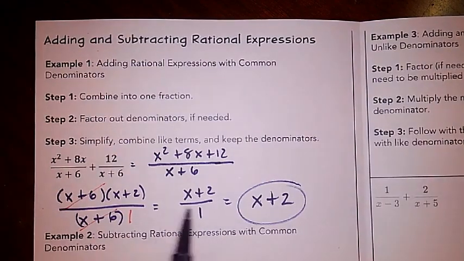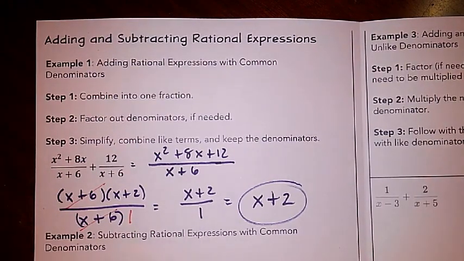Now, if I still had anything remaining in my denominator, I would have to make sure that I identify any constraints by setting the denominator equal to 0, the same way I did for multiplication and division.